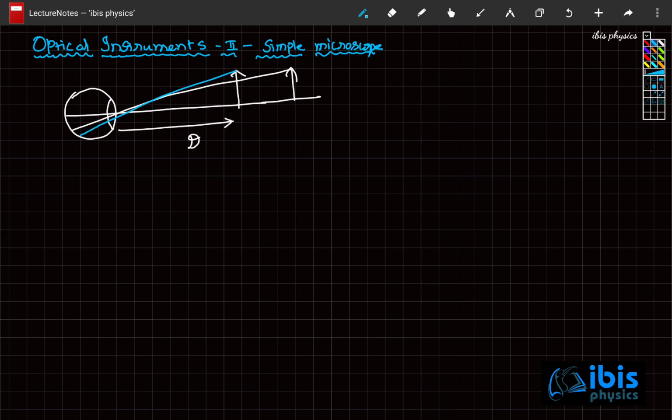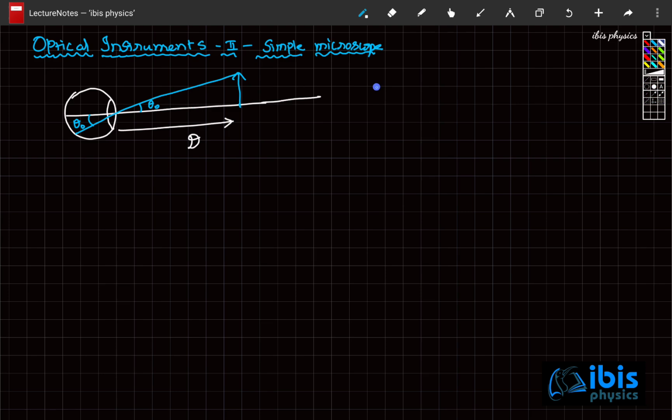So I am just taking that smallest distance. When you keep the object at the least distance for clear vision, that object is going to make more angle at the eye. Let's say this is the angle theta naught. So unaided magnification: if the object is somewhere further, it will subtend less angle, so we see the object size as less.